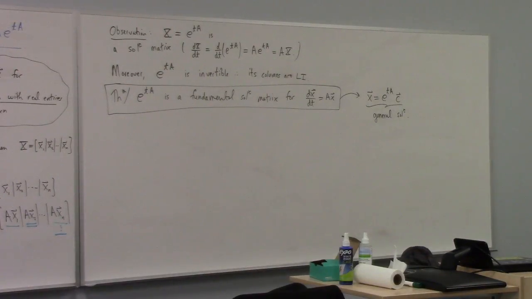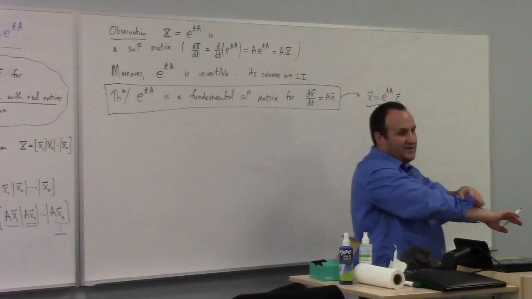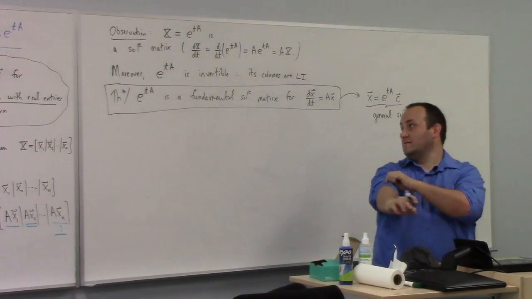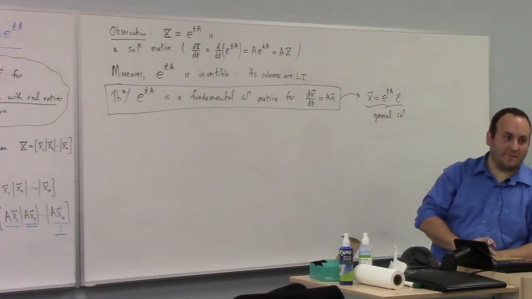You should ask yourself the question, so why did we spend 2 days with all this eigenvector stuff then, right? If this is a general solution, why don't we just use this? What's the rub? What's the catch? Yeah, this is everything. Even in the case that you need complex solutions, e^(tA) has got it in there somehow.